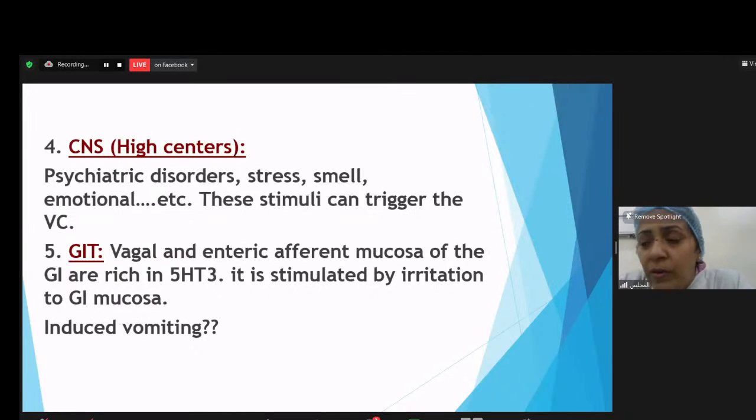What is induced vomiting? You know that induced vomiting? Sometimes we have it in patients with anorexia nervosa. These patients always present with, they just put their fingers inside the throat. When you put your fingers inside the throat, you stimulate the vagus nerve. It's as simple as that. Stimulating this vagus nerve will give impulses to the vomiting center and will cause the vomiting reflex.